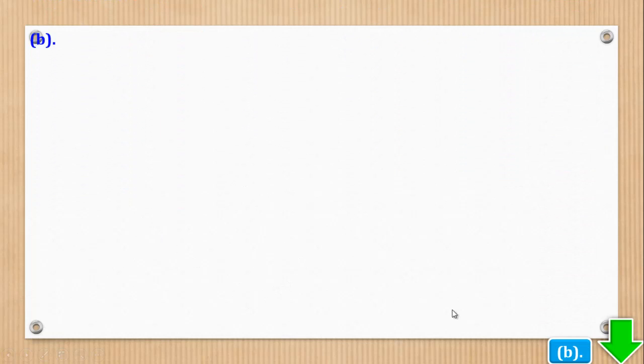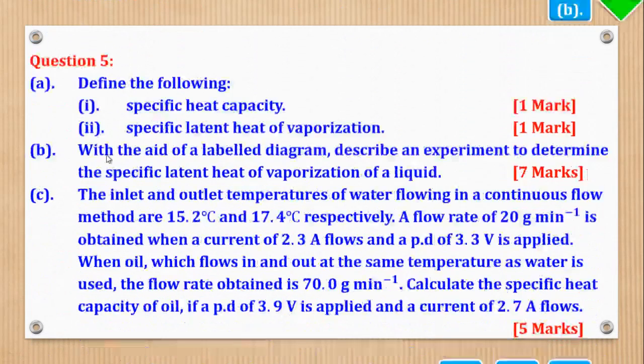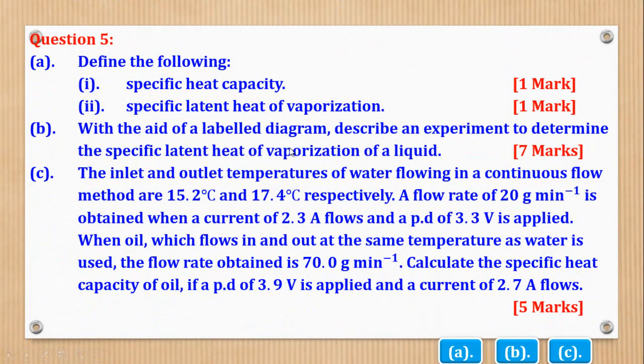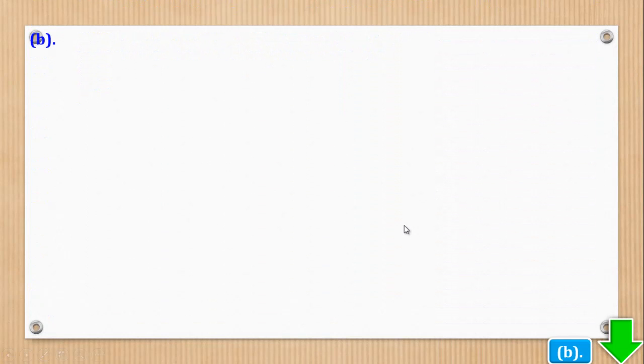Then part B, with the aid of a labeled diagram, describe an experiment to determine specific latent heat of vaporization of a liquid. So here they did not specify whether you use electrical method or method of mixtures, meaning that any of the two is okay, and we are going to look at both of them. So let us start with the electrical method. There we shall need a diagram.